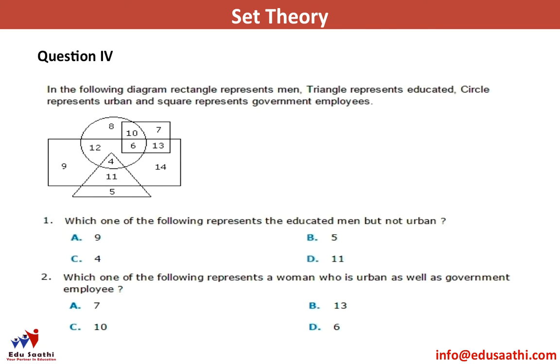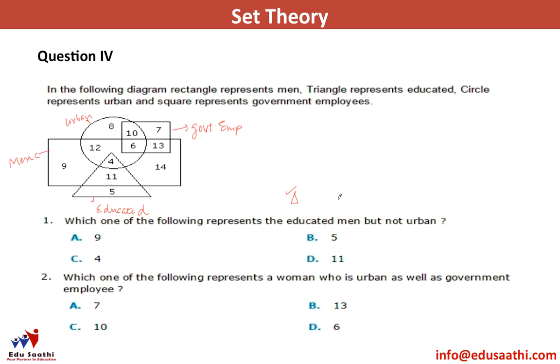So let's look at another question here. In the following diagram, rectangle represents men. So this rectangle here represents men. Triangle represents educated. So this triangle here represents educated. Circle represents urban. So this circle is for urban. And square represents government employees. So this is government employees. Which one of the following represents educated men?